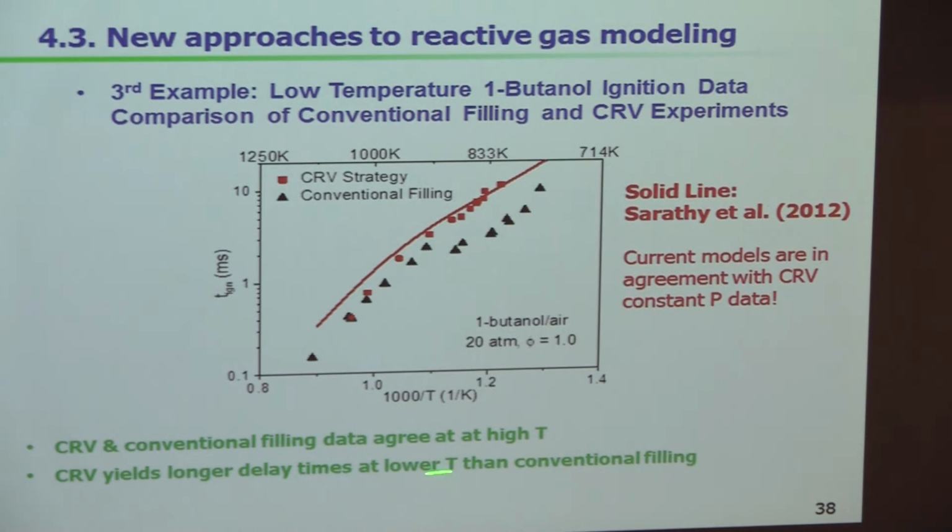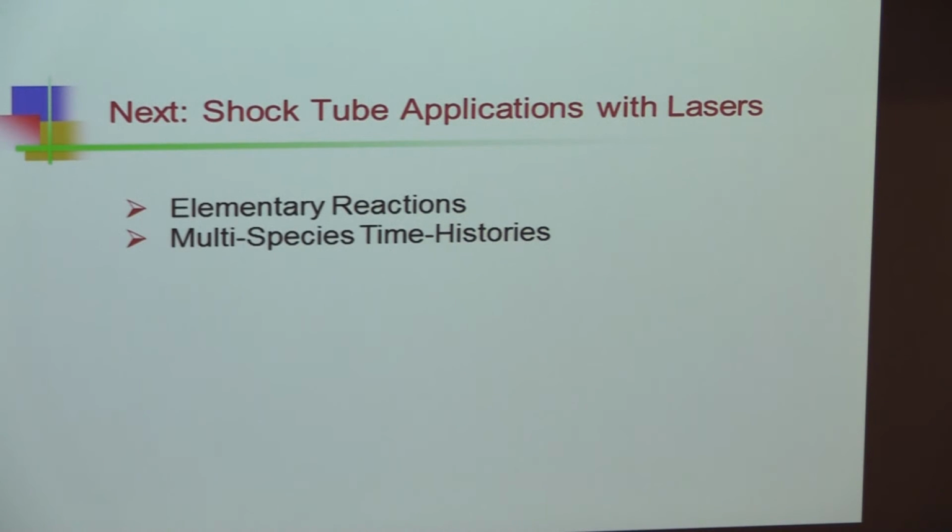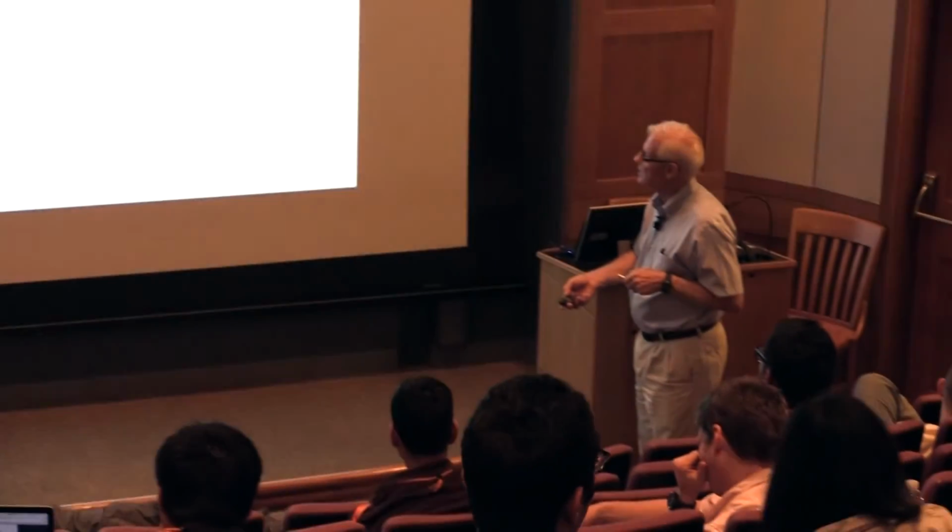The CRV strategy yields longer times at low T than the conventional one, and that has implications. We're trying to push into the NTC region, so we have to be sure our experiments are correct, or we'll reach the wrong conclusions. That will set the stage for the next lecture, in which I'm going to show you how we attack elementary reactions and use laser diagnostics.